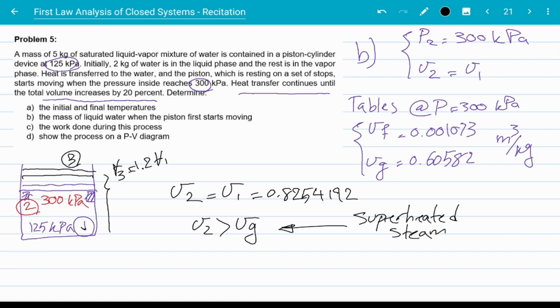Now, as the state is superheated, it means zero liquid is present. So in order to answer the mass of the liquid water when the piston starts to move, the answer is there is no liquid form. Everything is in steam.